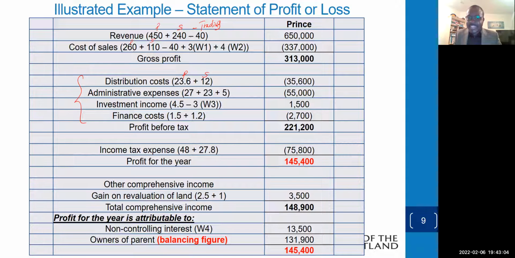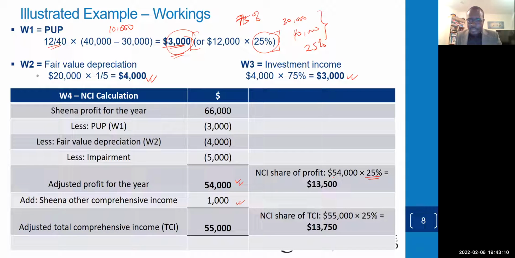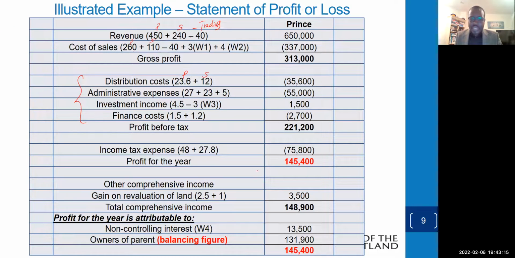And then we find the NCI portion. But we've already calculated it. Otherwise, this 145 would have just picked this element, 13,500, and represented it here somewhere as 13,500 for the NCI. And then the difference will become that of the parent's. The parent's own becomes the balancing figure.